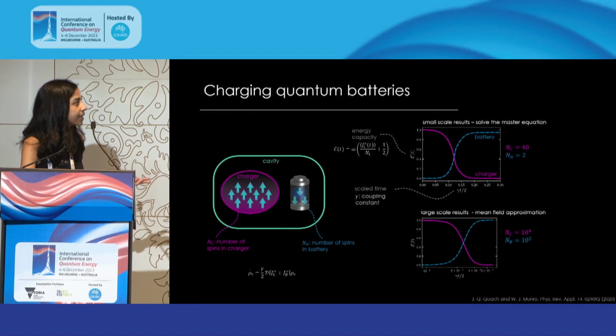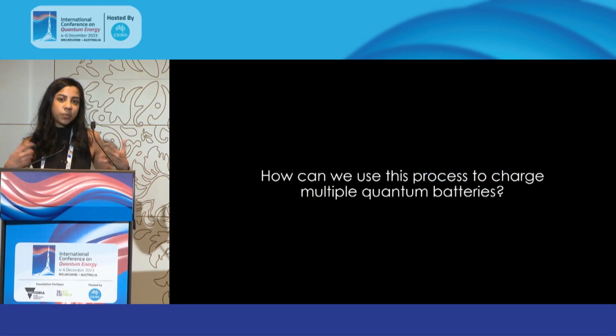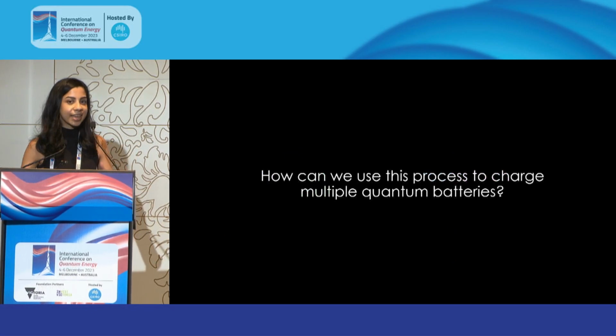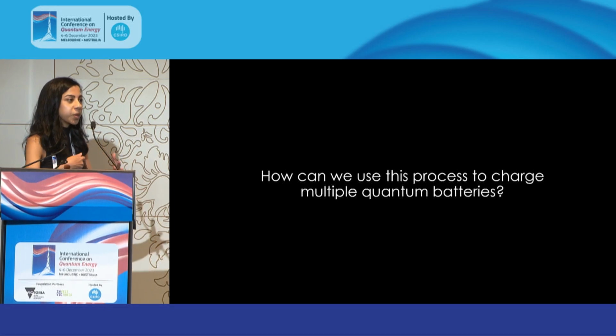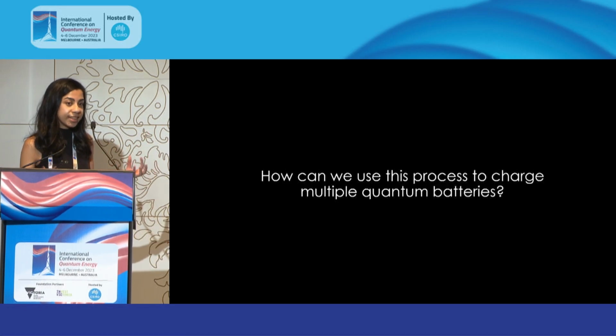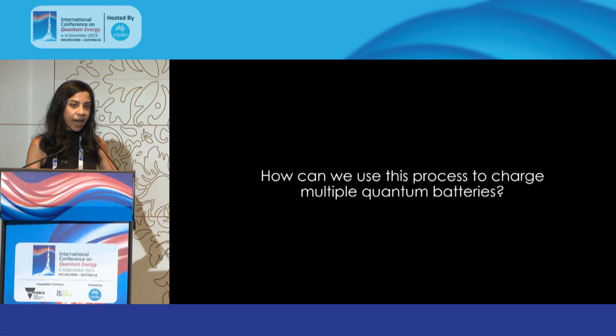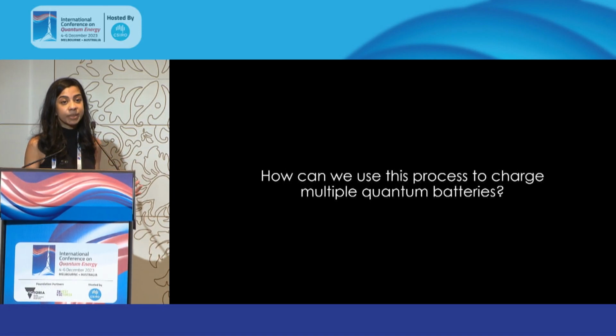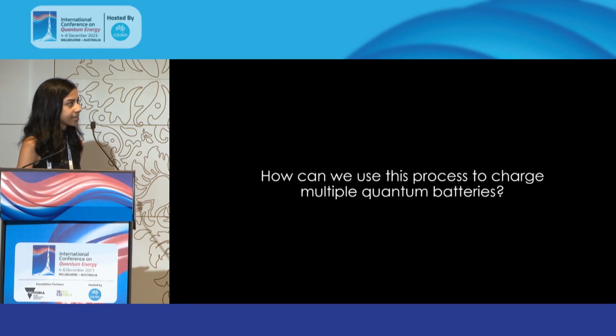What I'm interested in my work is to extend this, and the research question that we can think of to motivate this is: how can we use this process to charge multiple batteries? So this might seem a little bit contrived, but what it will actually lead us to is a lot of interesting conclusions for how we can use this mechanism to control the flow of energy in our system, and also how it limits the flow of energy in our system.